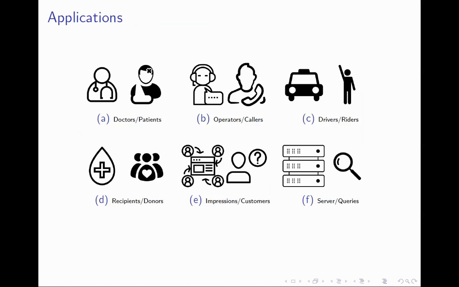There are a lot of potential application areas of online bipartite matching. Many of these are discussed in the relevant literature. I'll just talk about a few of them. For example, you could imagine that the workers are doctors, and the jobs which are arriving to the system are patients. You could imagine that the workers are operators in a call center, and the jobs, or the callers, are calling in. You could imagine that the workers are drivers in a ride-sharing system, and the jobs that are arriving are people requesting rides in that system.